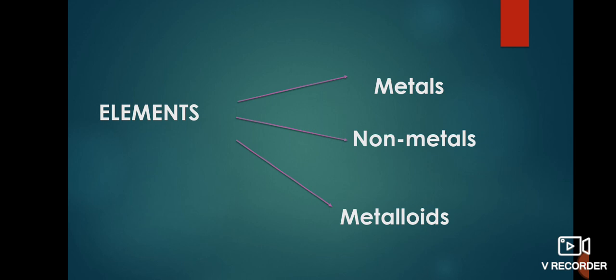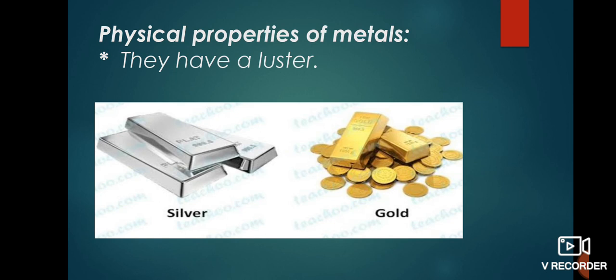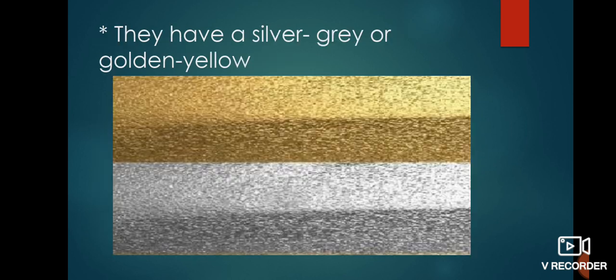Let's have a closer look at the physical properties of metals and nonmetals. First, the physical properties of metals. They have a luster, which means metals are generally shining in nature. Luster is nothing but a shine. All types of metals have luster. Next, they are silver gray or golden yellow in color, and metals are generally solid in nature.